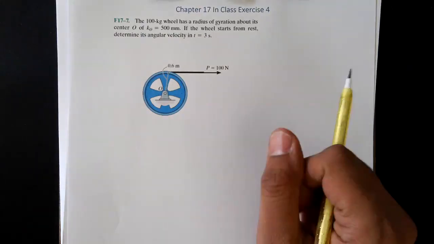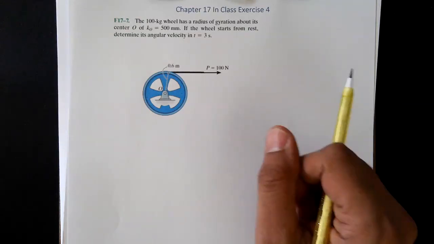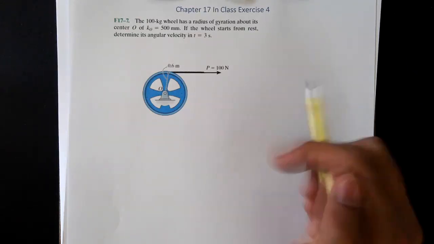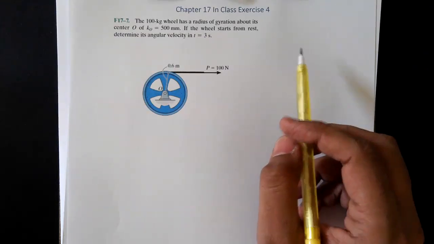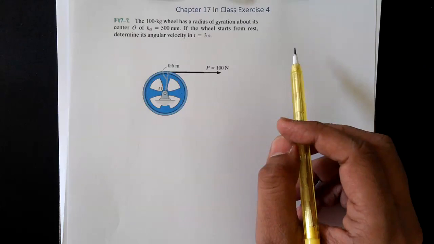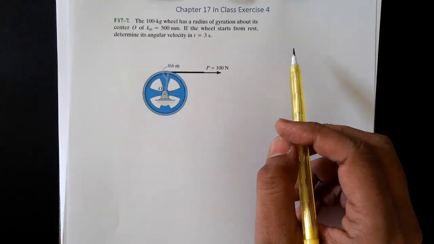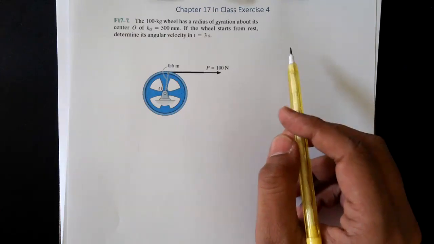Chapter 17 in-class exercise 4, problem number 17.7. The 100 kilogram wheel has a radius of gyration about its center O of k_O equal to 500 millimeters. If the wheel starts from rest, determine its angular velocity in 3 seconds.